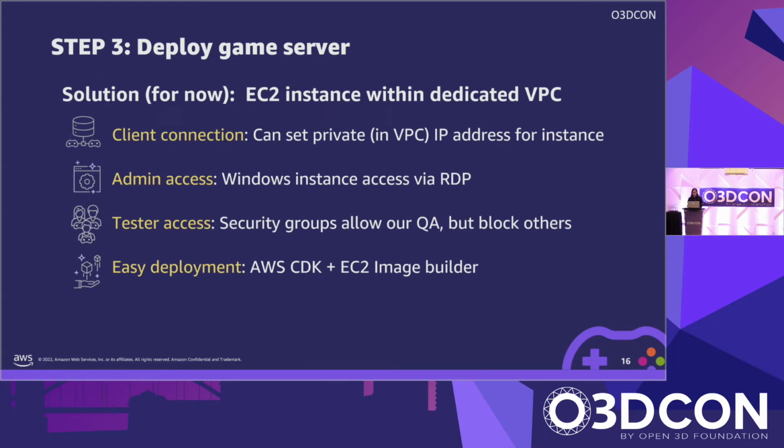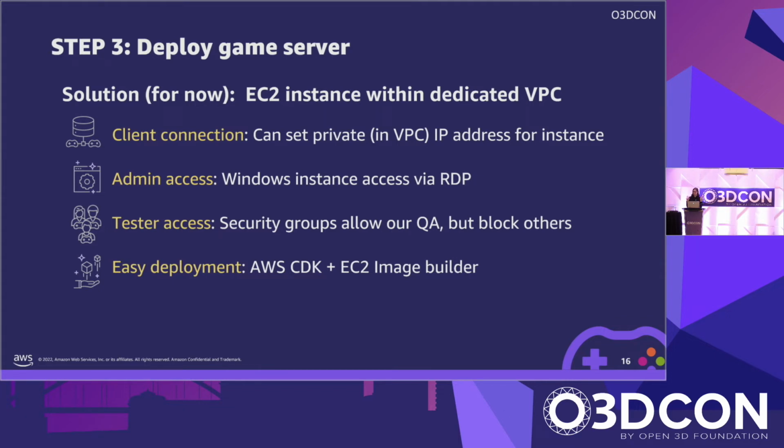We have a single game server running in Amazon EC2 within a VPC, or a virtual private network. So clients can launch into the same VPC and connect to the server at a known IP address. We can directly access the game server through regular Windows Remote Desktop Protocol, which you get by default when you're running Windows on EC2. QA tester can access the server over the internet because we can configure the security group, which is really just a set of firewall rules around the server, to identify them by their IP address and allow their connections but block everybody else.